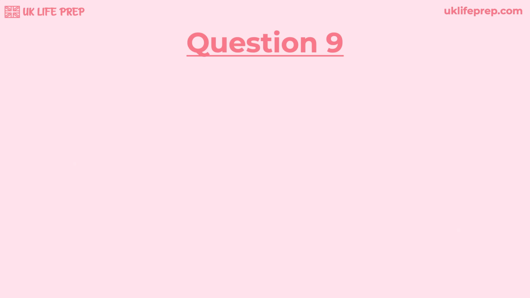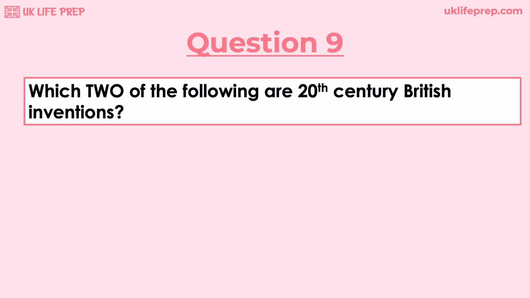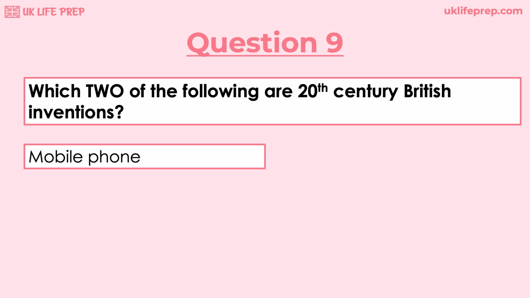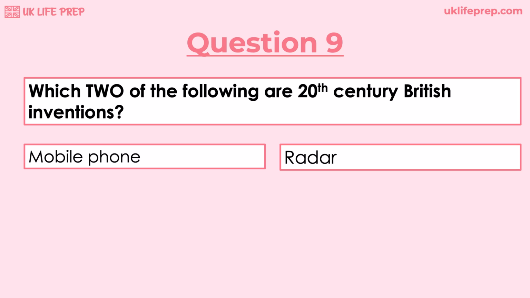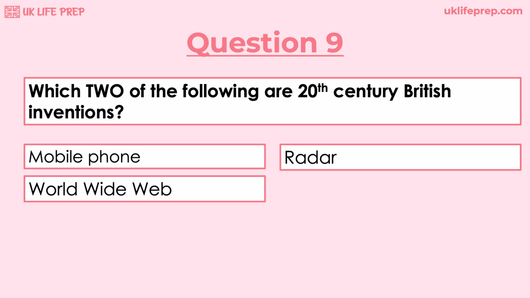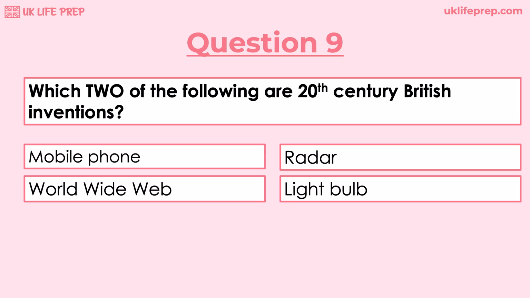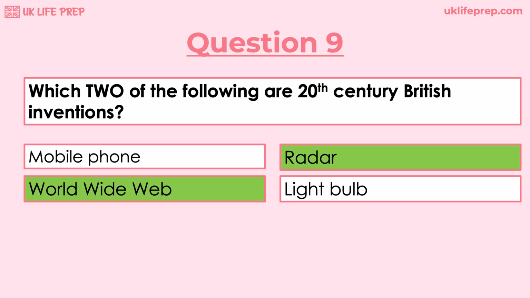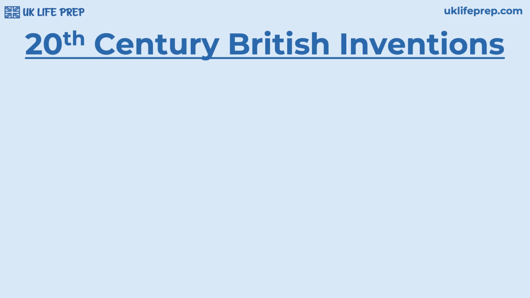Question 9. Which 2 of the following are 20th century British inventions? A, mobile phone. B, radar. C, the World Wide Web. D, the light bulb. The correct 2 answers are radar and World Wide Web. I think this question's hard because you need to know about all the 20th century British inventions.